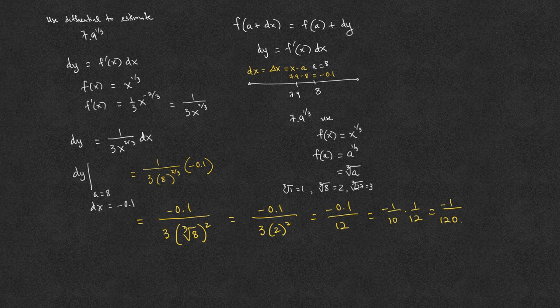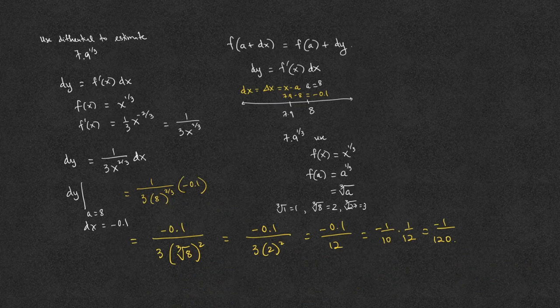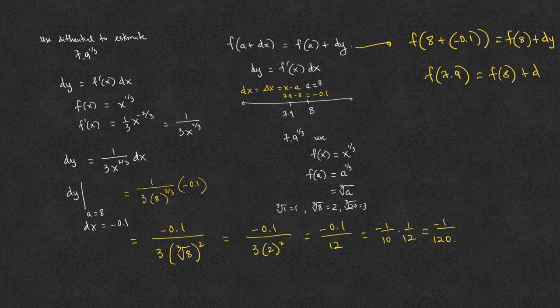And so how are we going to use this to estimate the function at 7.9? We use the differential formula. We state that f of a, which is 8 in this case, plus delta x, negative 0.1, equals f of a, which is f of 8, plus the dy that we just found. F of 8 plus negative 0.1 is f of 7.9. F of 7.9 is approximately f of 8 plus dy.